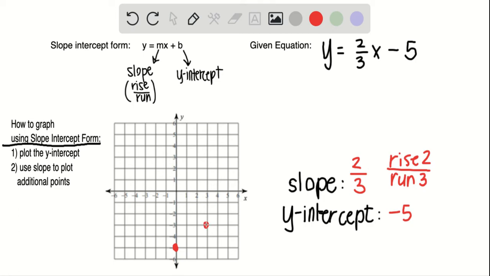I'm going to continue this line by starting at the point I just plotted and continue that same pattern. Rise 2, 1, 2, run 3 to the right. 1, 2, 3. Once you have your points, you just connect them using a straight edge or making your line as straight as you can, and you're done.